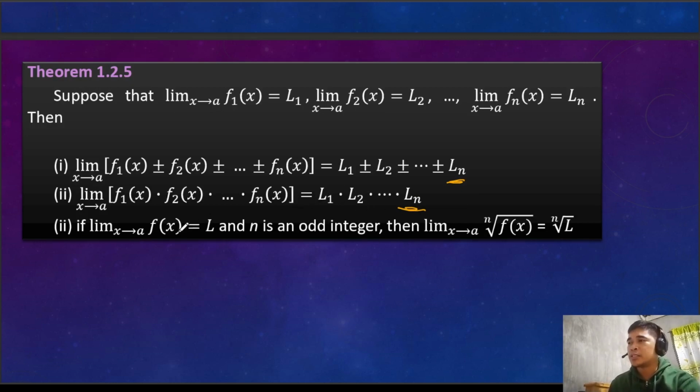And the last one: if the limit of f of x as x approaches a is equal to L, and the index n of the radical is an odd integer, then the limit of the nth root of f of x as x approaches a is equal to the nth root of L. Meaning, we just take the limit of f of x, and then take the nth root of it. So let's have some examples.